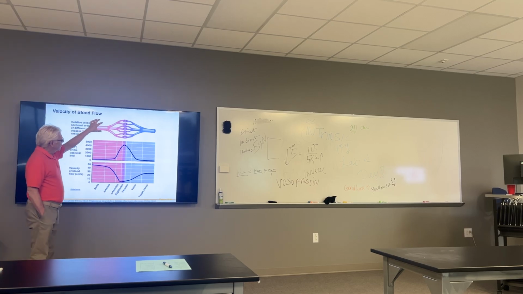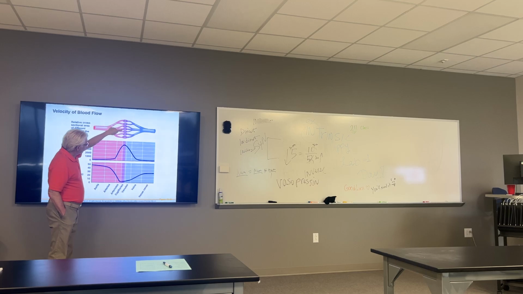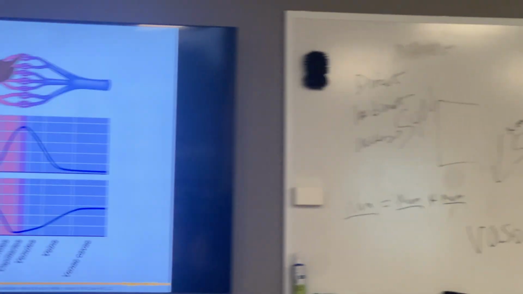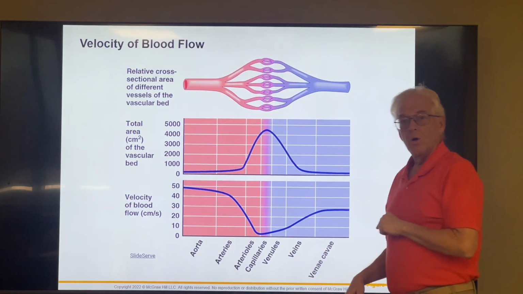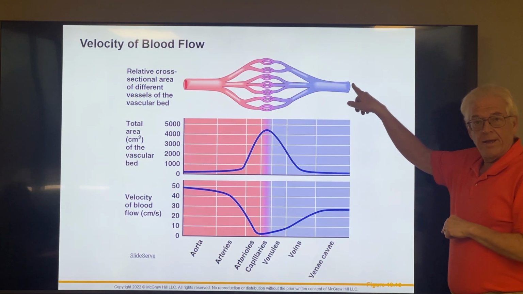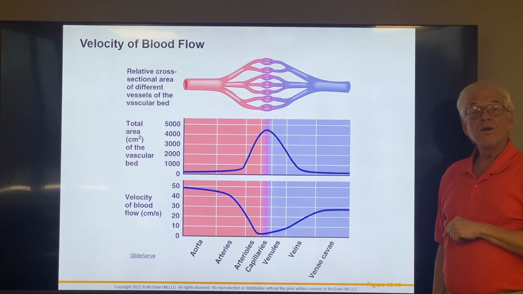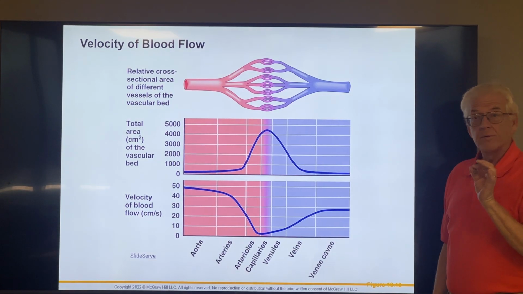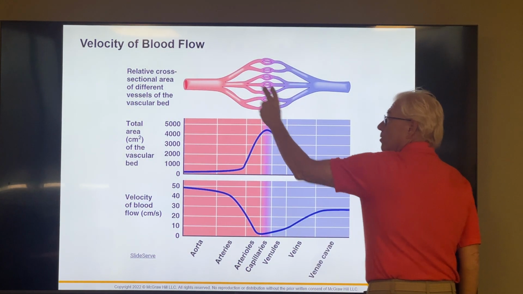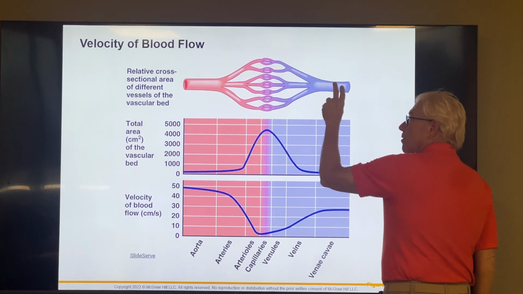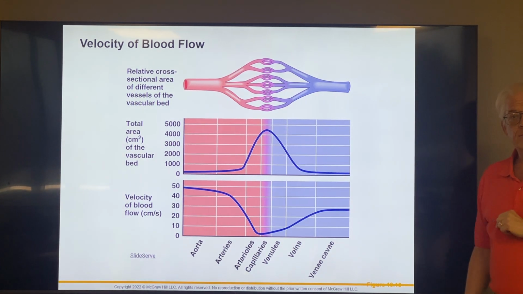Please note, there's your big artery. These are your little arterioles leading to the capillary bed, little tiny venules leading to the big vein. Got it? What do we have more of? Arteries, arterioles, capillaries, veins, or venules? Arterioles and venules. Okay, arterioles and venules. We have a lot more of them.